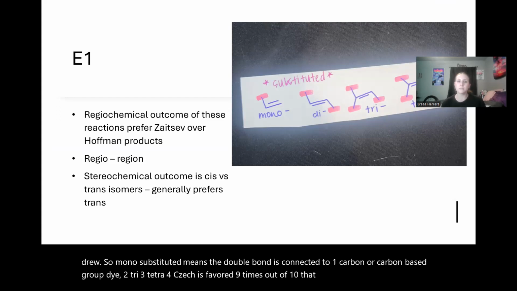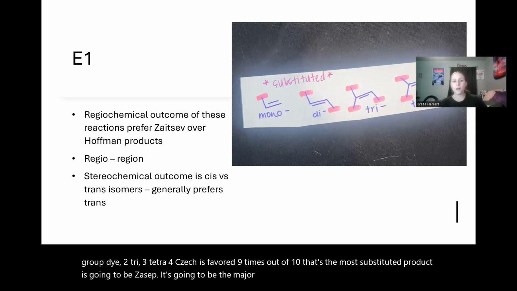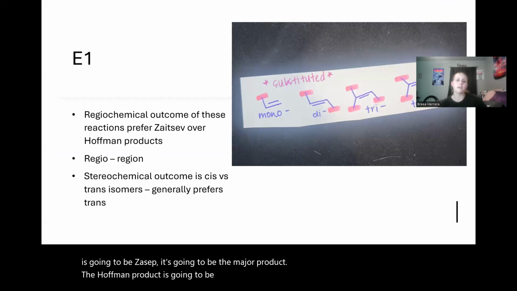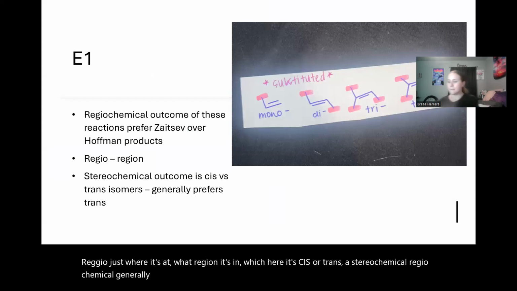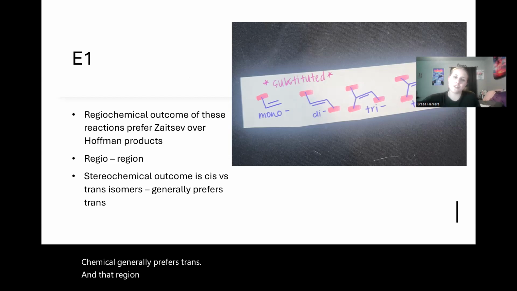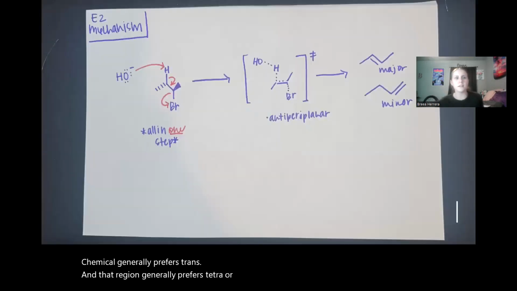That's the most substituted product, it's going to be Zaitsev. It's going to be the major product. The Hofmann product is going to be less substituted and less favored, the minor product. Regio is just where it's at, what region it's in. Whether it's cis or trans, that's stereochemical. It generally prefers trans. And then regiochemistry generally prefers the tetra or Zaitsev product.